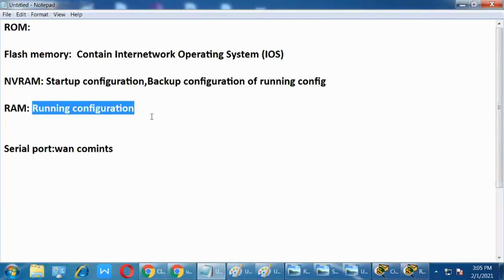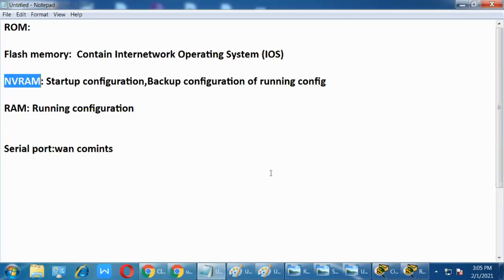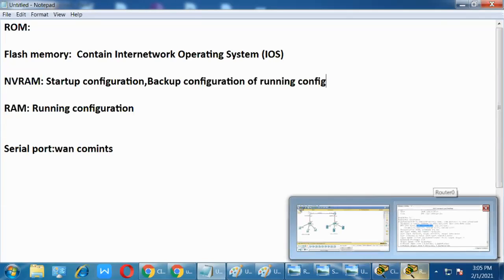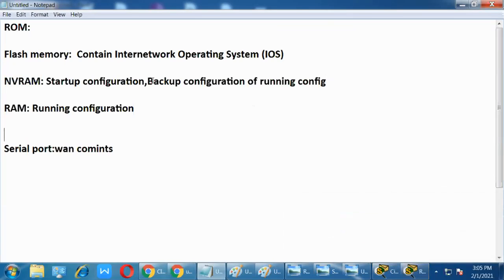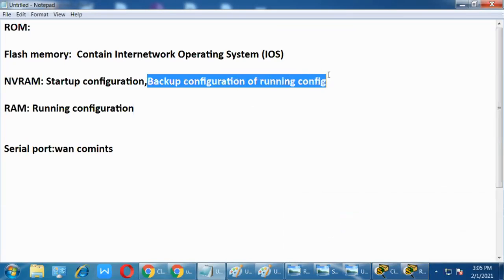So that is the running configuration. Once you save, this configuration is going to be stored in NVRAM, non-volatile memory. Same like your hard disk, right? Once you save, it is saved. Even if power is gone or anything happens, when you restart the system, you find your data, right? Got the point? So that is the reason it's called backup configuration of the running configuration.